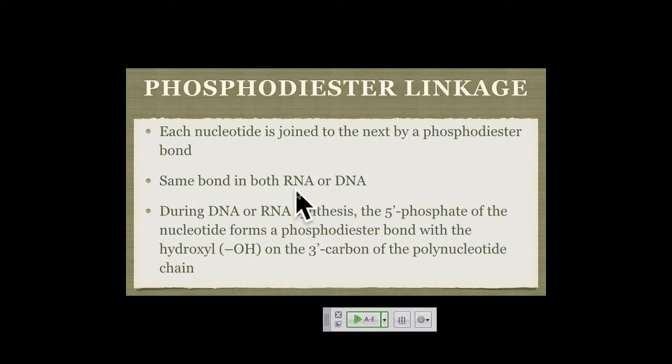So each of these nucleotides is joined together by a covalent bond. This is the phosphodiester linkage. So the phosphodiester bond is the same in both DNA and in RNA. But it begins to show you there's a polarity here. So what's going to happen is the 5' phosphate of the nucleotide that's coming in, we're going to cover this in more detail later on, will form the phosphodiester bond with that hydroxyl group that's on the 3' carbon of the nucleotide that's already in the chain. That's why you have to have that hydroxyl group there. If that hydroxyl group is missing, then it's called a chain terminator. In DNA and RNA synthesis, it will just stop at that point.